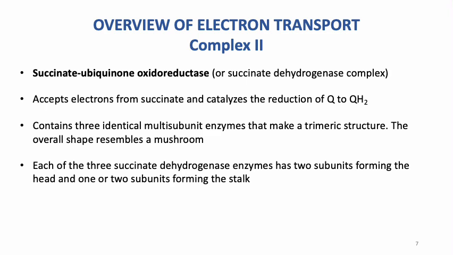This complex contains 3 identical multi-subunit enzymes, making what we call a trimeric structure, and the overall shape, as you see in the next slide, is a mushroom, where it is made up of a head and a stalk. The stalk is made up of 1 or 2 subunits, while the head is made up of 2 subunits or 2 polypeptides.